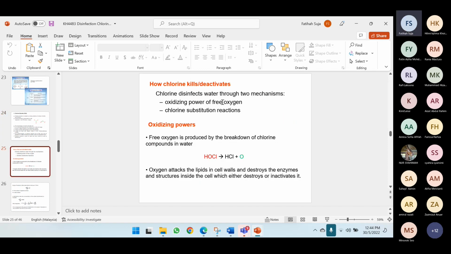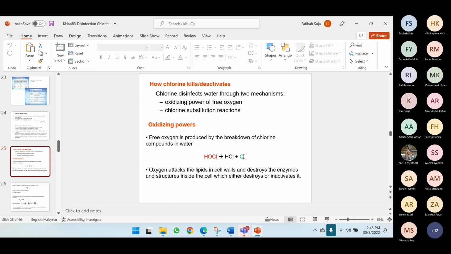How does chlorine kill or deactivate? Chlorine disinfects water through two mechanisms: the oxidizing power of free oxygen, and chlorine substitution reaction. For the oxidizing power, you can see here hypochlorous acid goes to hydrochloric acid and O, oxygen. Free oxygen is produced by the breakdown of chlorine compounds in water. The oxygen attacks the lipids in the cell walls of the microorganism and destroys the enzymes and structures inside the cell, which either destroys or inactivates it.